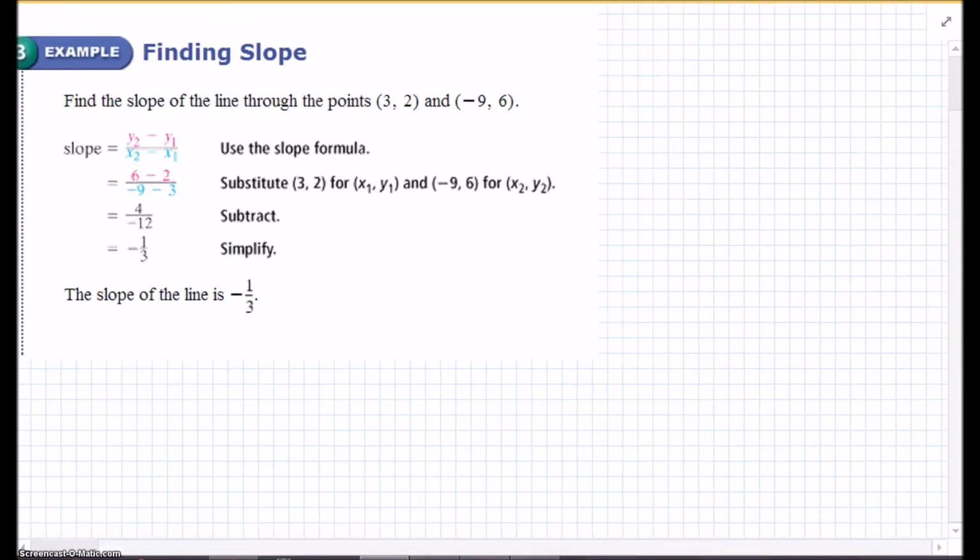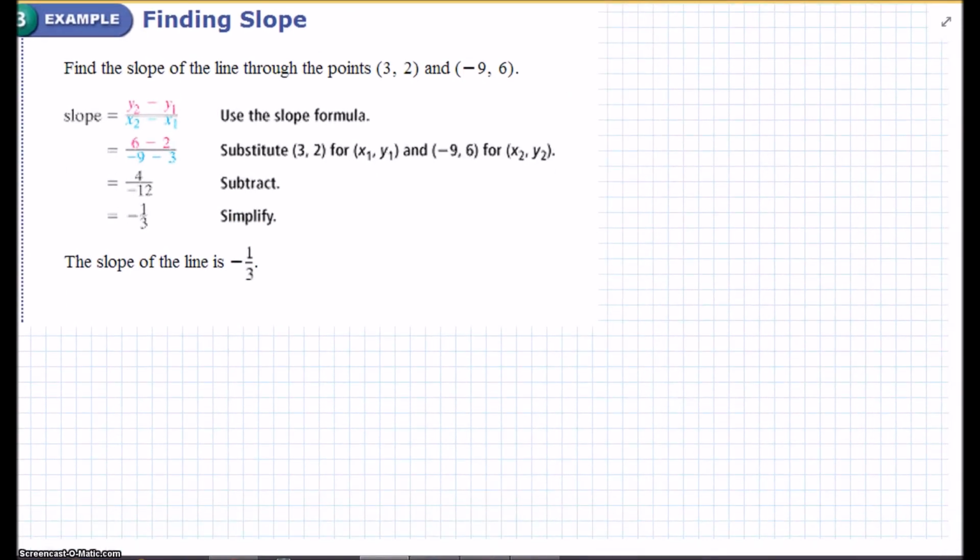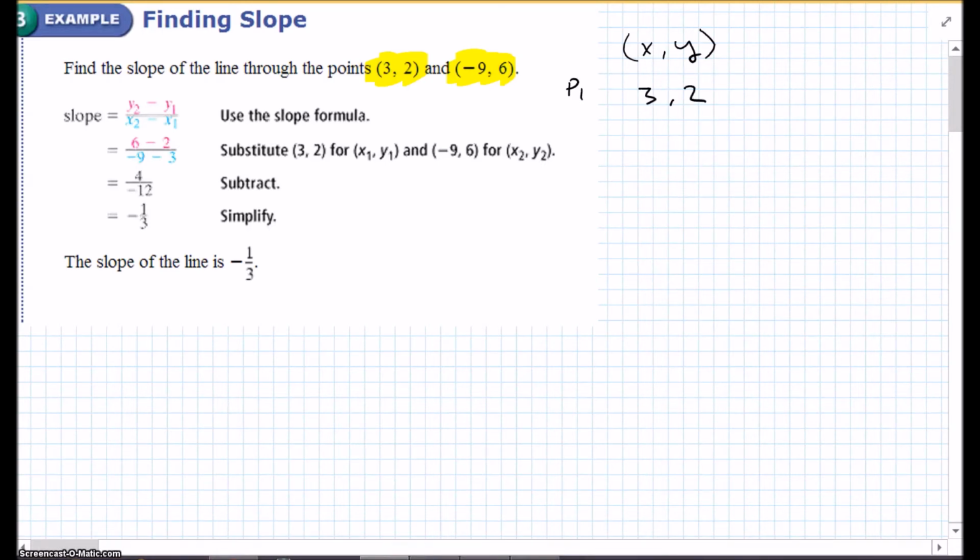So find the slope. Example 3 is this. Find the slope of a line that passes through two points: (3, 2) and (-9, 6). So I like to do this sometimes when I'm starting to work with the coordinate plane. So it's got x, y. Alright, for point 1, my x, y was (3, 2). My second point was (-9, 6). So my slope is nothing more than my change of y over my change of x.